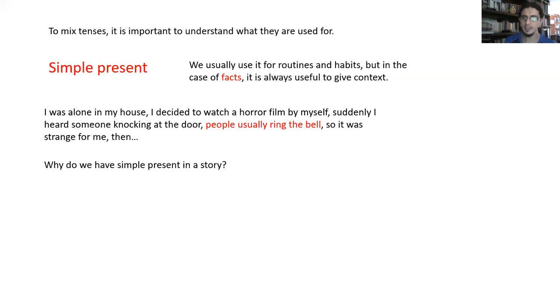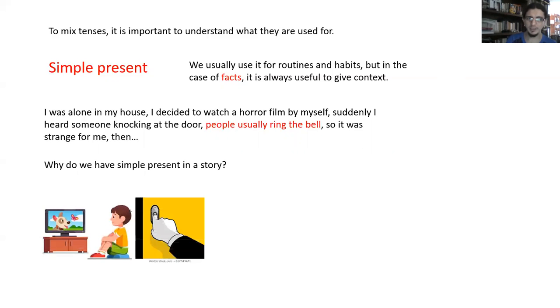So in this case, it is giving something different to the story. So it was strange for me. Then, so why do we use simple present in the story? We are giving context. Okay, so example.